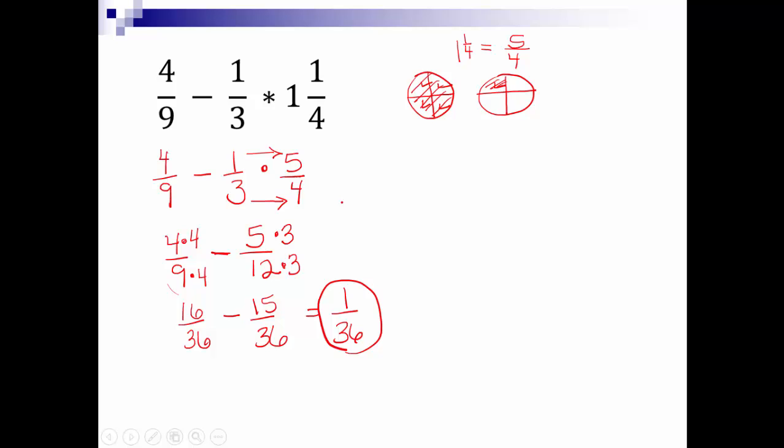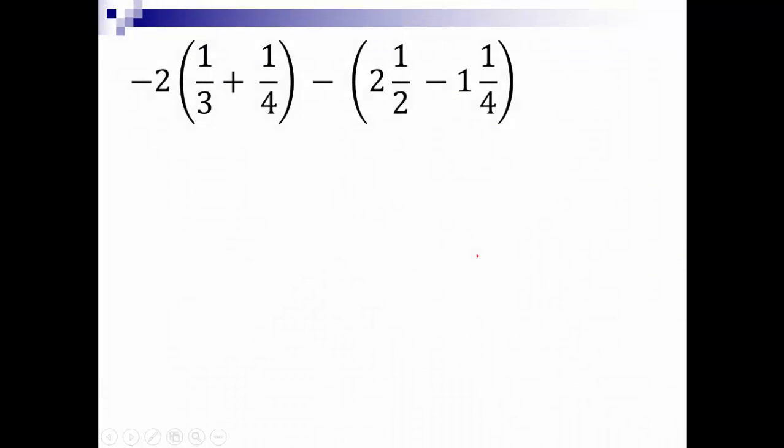One more problem to try and then we'll be done. This is our last problem of the night. Again, we'll work within each set of parentheses to start. Within this set of parentheses, my common denominator should be 12. So I'll multiply that denominator by 4, which forces me to multiply that numerator by 4. I'll multiply this denominator by 3. So to get an equivalent fraction, I must also multiply the numerator by 3.